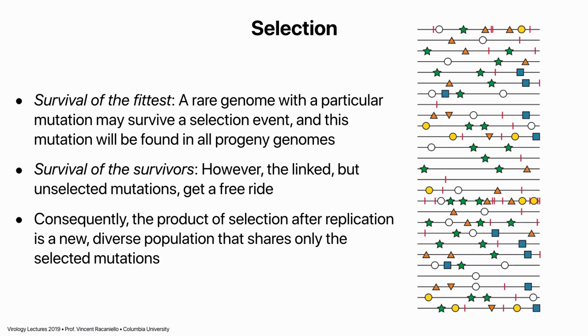We also have survival of the survivors. So you may have a particular mutation on one of these genomes. Maybe the green star selects out that one, but the other mutations are going to go along with it because they're physically linked. And that's what we call survival of the survivors. The linked but unselected mutations get a free ride. And maybe they will persist a long time. Maybe one day they will be selected for as well. When we start with a quasi-species, the product of selection is a new population that shares only the selected mutation.